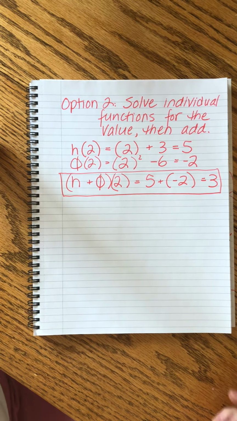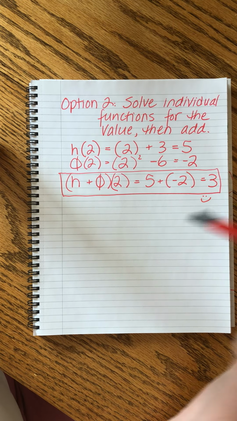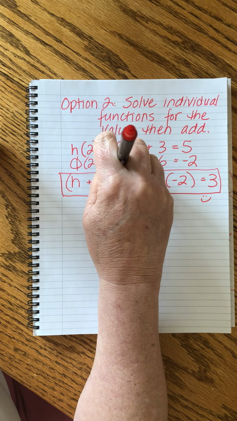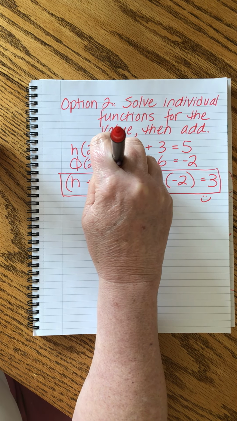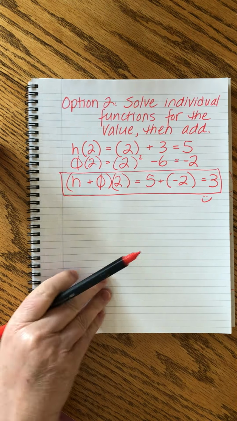And in different circumstances, you might prefer one over the other. This solution works really nicely if you only have to do this calculation once. And in the homework, that's usually what we're doing. So this one is often the easier.